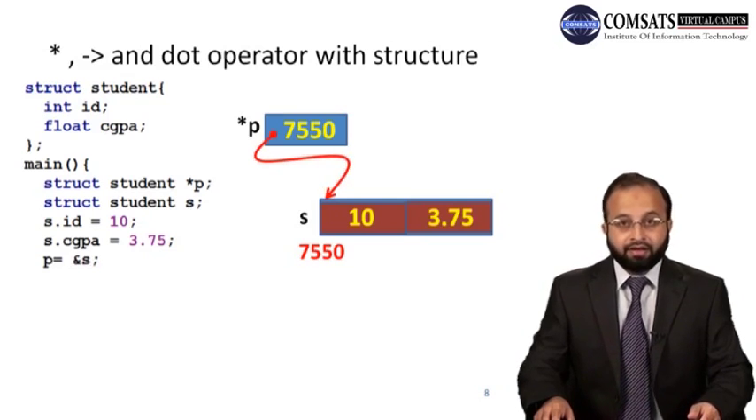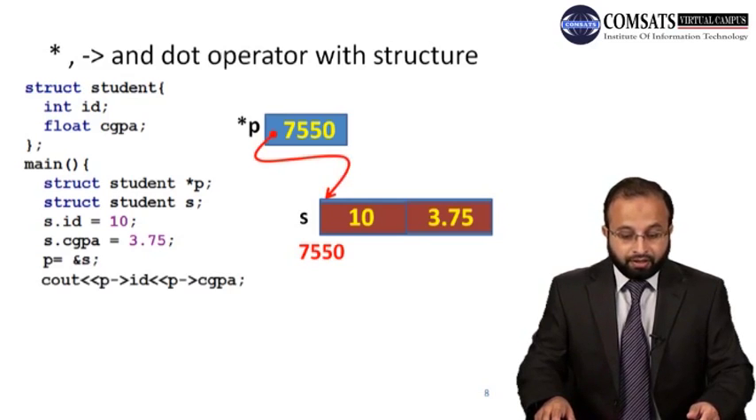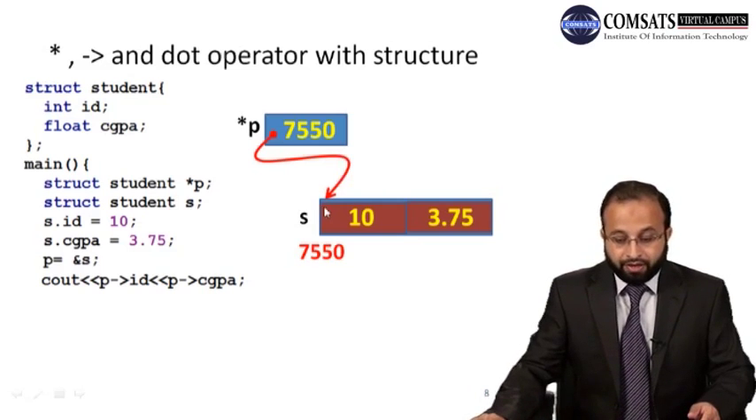Now what are the different mechanisms to access it? We can write p arrow operator id. This means that the p arrow operator will bring you over here.